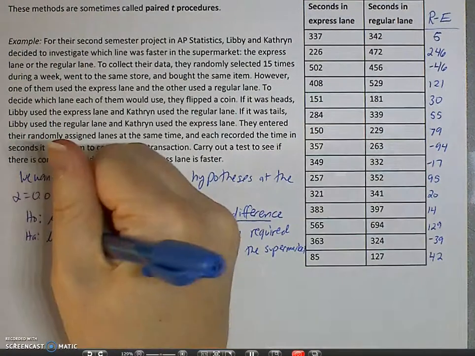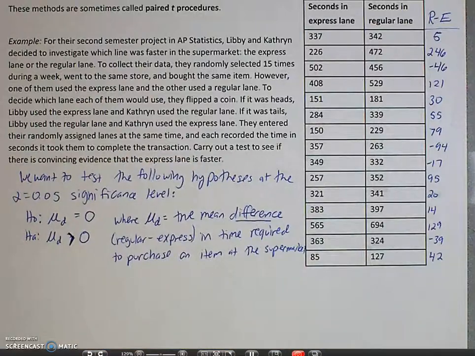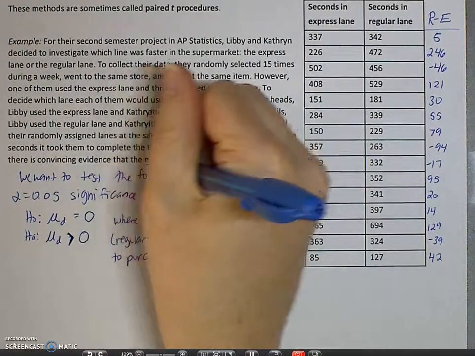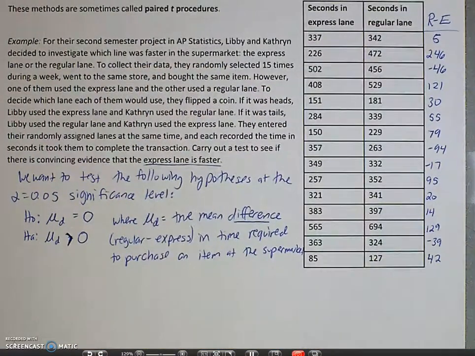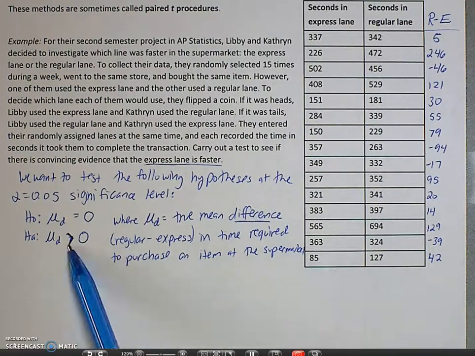So why would I have a greater than sign? If we think that the express lane is faster, that means we'd think the time in the express would be smaller than the time in the regular. So if I subtract a bigger number minus a smaller number, you should end up with a positive difference. So that's why I think it's greater than 0.